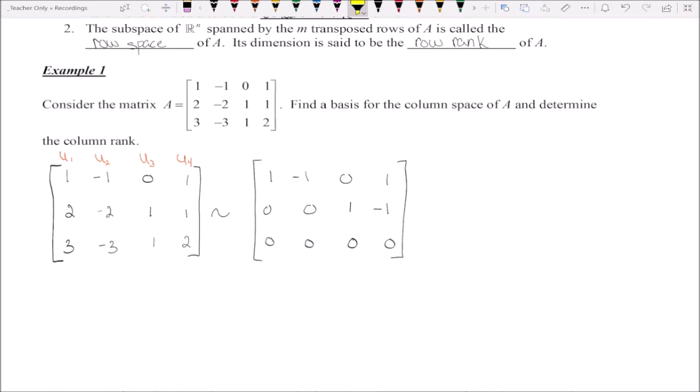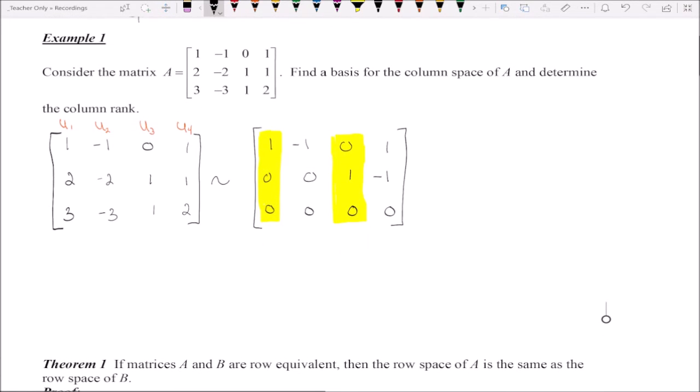Right, we look and we go, okay, so column 1 has a leading 1 in it, and so does column 3. So the vectors associated with columns 1 and 3 would form a linearly independent set of vectors that span our column space. Well, that would be U1 and U3.